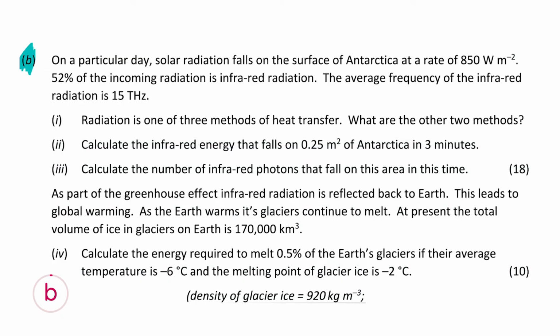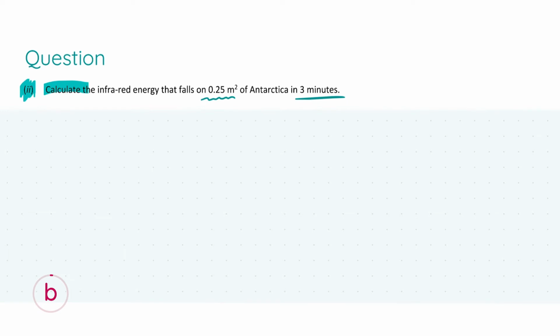In this introductory paragraph, we are told that the solar radiation that falls on the surface of Antarctica is 850 watts per meter squared. We're also told that 52% of the incoming radiation is infrared. Now, remembering back to the question we were asked in part 2, we were asked about calculating the infrared energy that falls on the surface. So this basically means that not all of the radiation on it is infrared, and we're told that 52% of it is. So that's also going to factor into our answer. Back to our question here, I'm going to write down what we know. We know that there are 850 watts per meter squared falling on the surface of Antarctica. Another key piece of information we know is that only 52% of it is infrared.